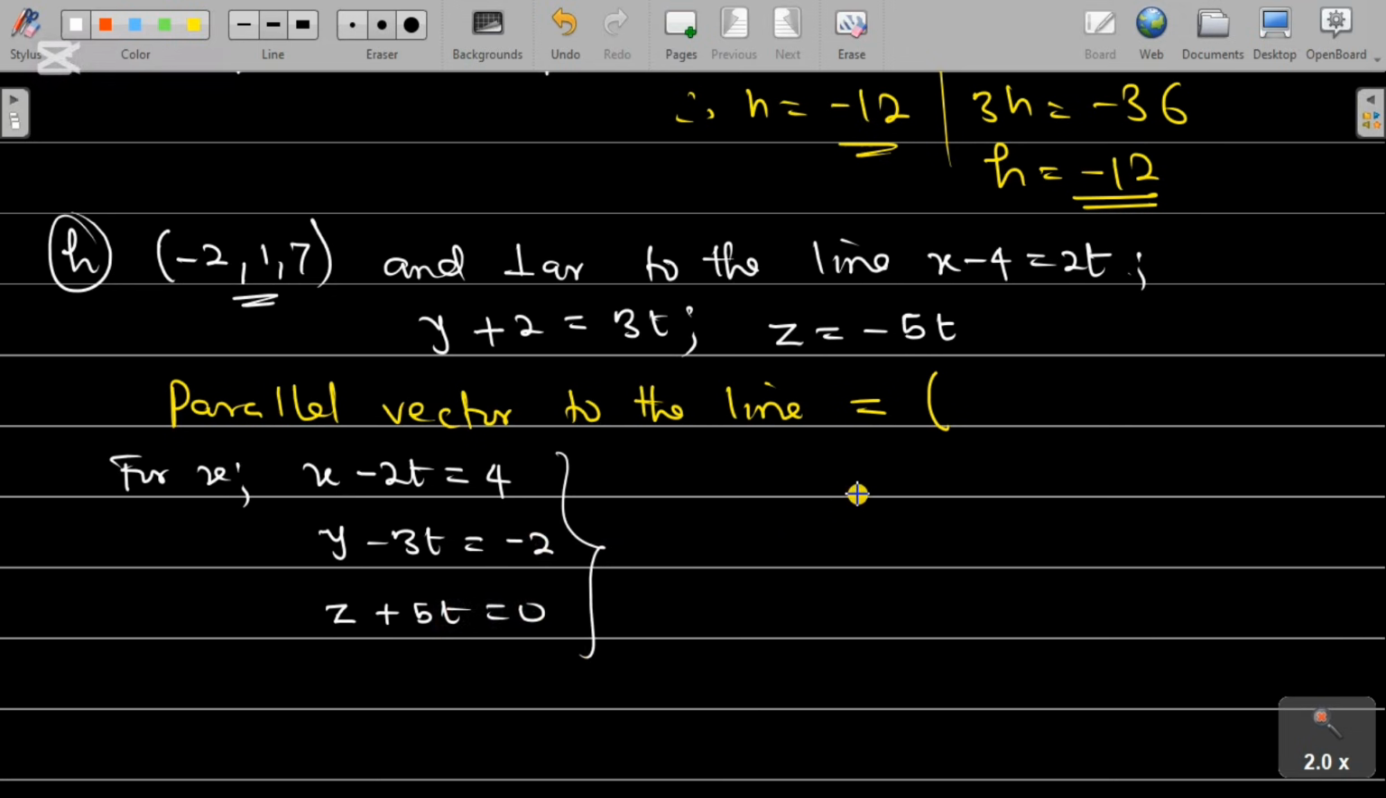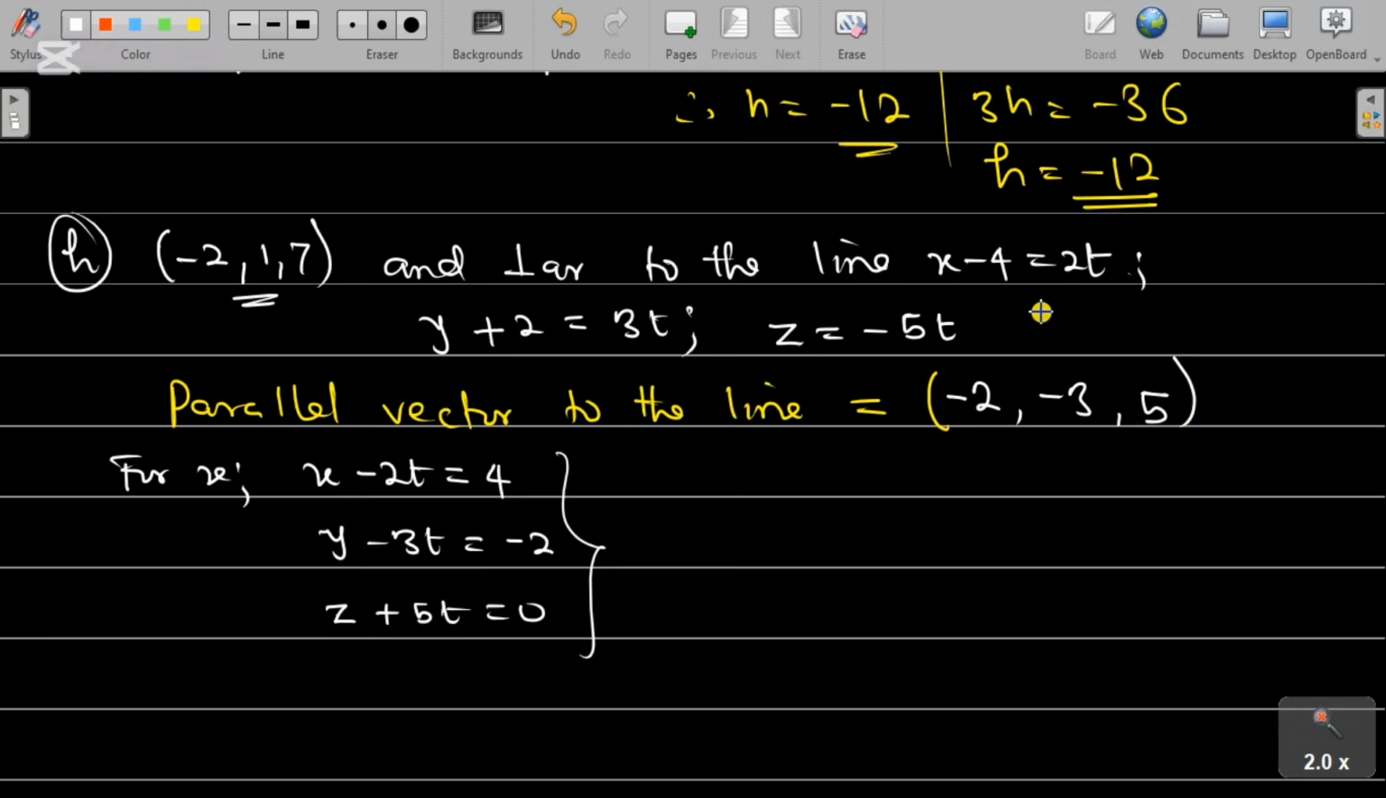And once you have achieved that, just pick out the coefficients of t in x. That will be your first component here, which is -2, and then pick out the coefficient of t in y, which is -3, and then the coefficient of t in z, which is 5. Okay, so this is your parallel vector.